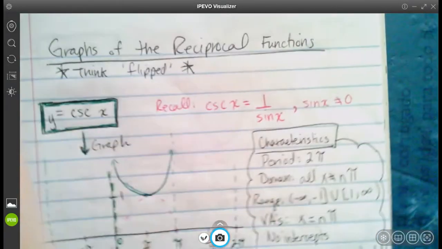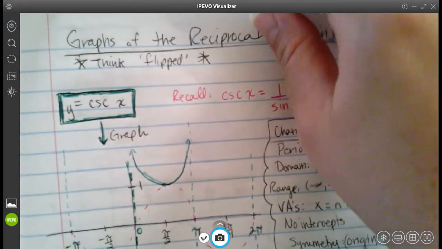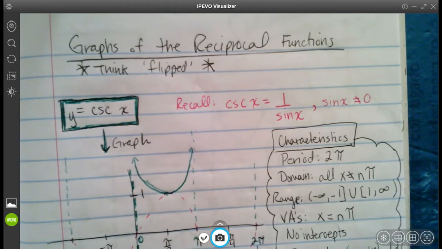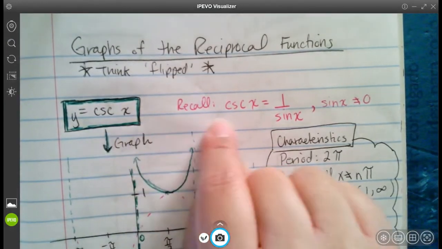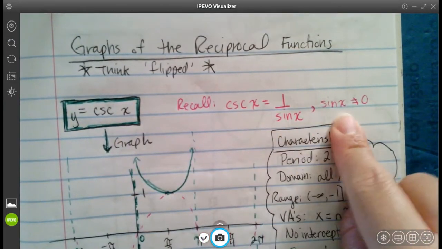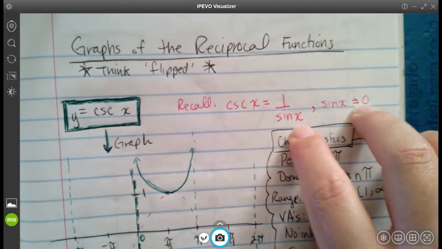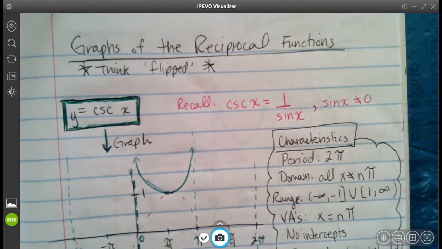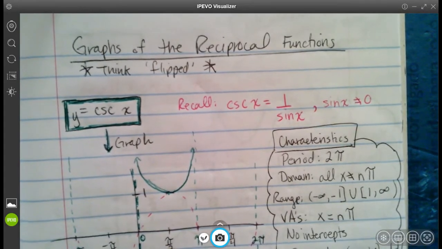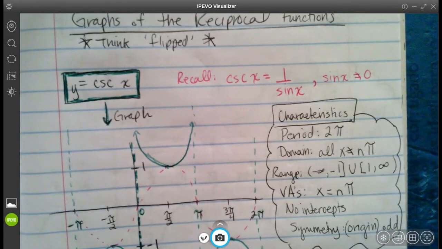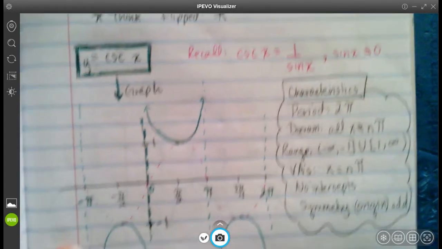Cotangent was the reciprocal function of tangent. And this one is the reciprocal of sine. Okay, so we have cosecant, which is 1 over sine, where this cannot equal 0. Because we have a place where it's undefined, this one also has vertical asymptotes, which is kind of weird because I know sine doesn't, but maybe the picture will help.